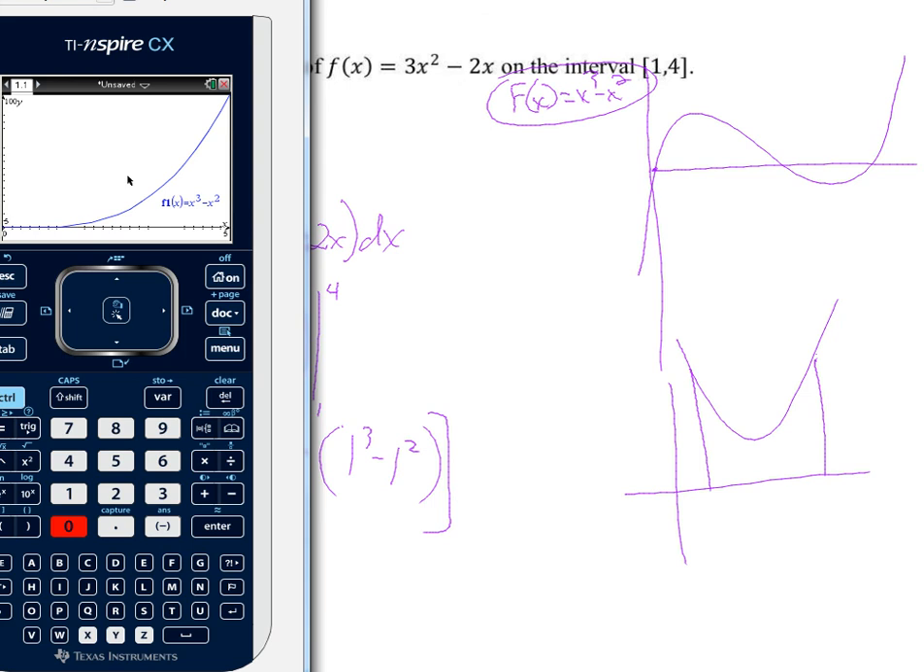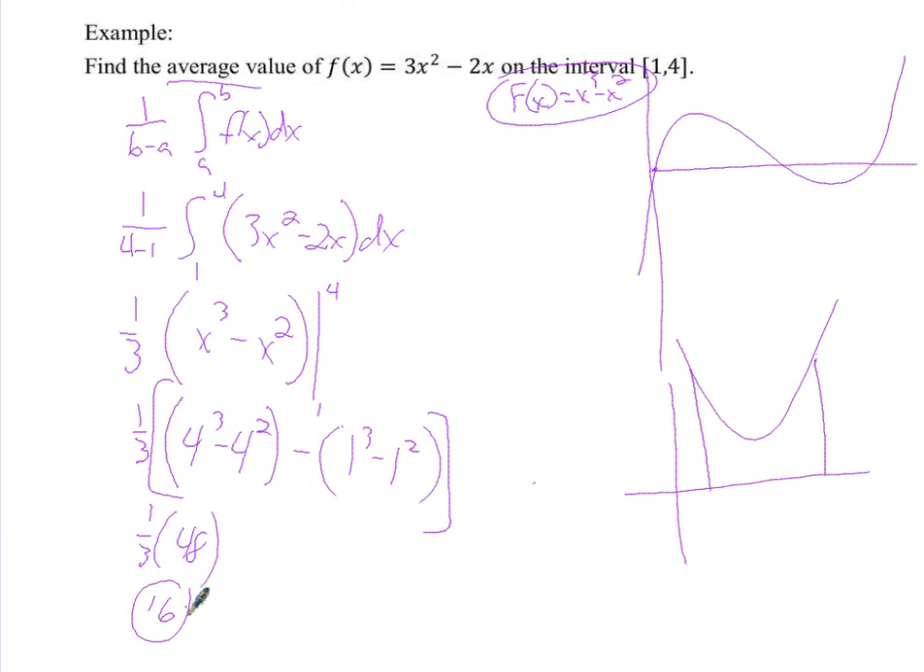So I need to find the average value of the function between 1 and 4, somewhere in this region right here. So if I were to find all of these little y values along from here over to here, add them all together, and divide by the number of values that I found, what I'm telling you is I would wind up with 16 as an answer. Okay? So why is that?